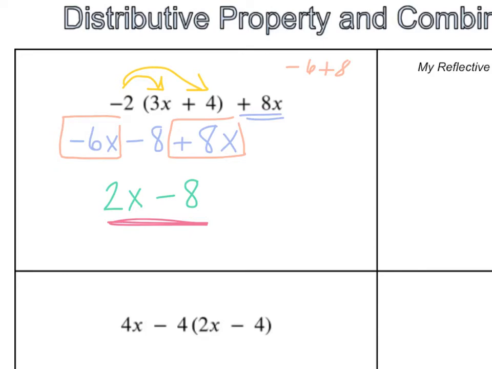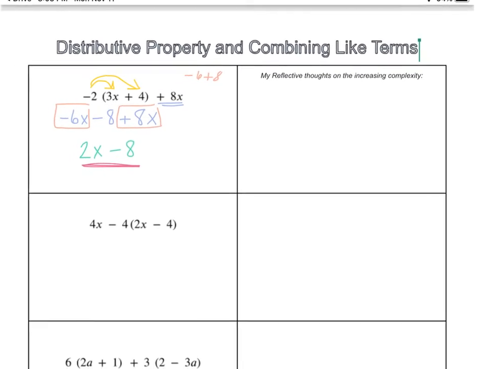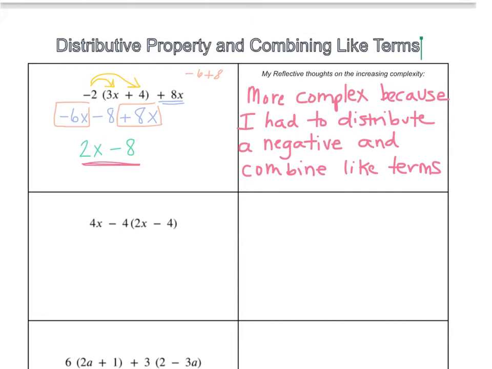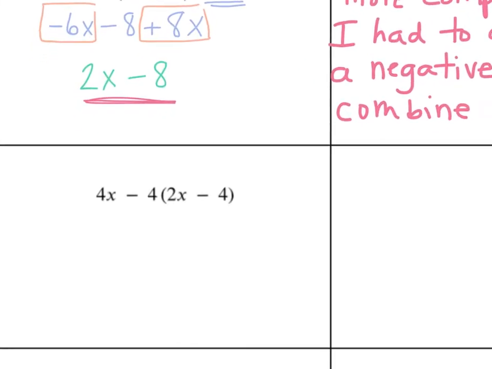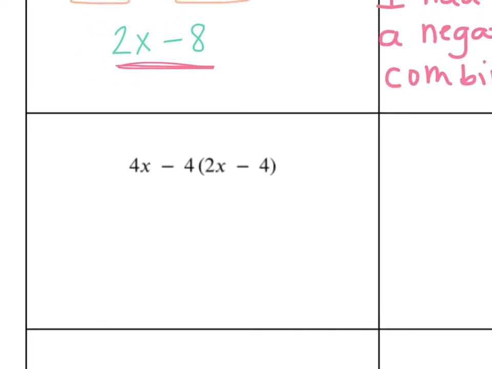Okay, so this was more difficult because we had to distribute a negative and combine like terms. So you have to be very careful when you're distributing a negative, and you have to keep all those rules sorted in your mind. Okay, the next one looks a little unsure of what you're going to distribute.